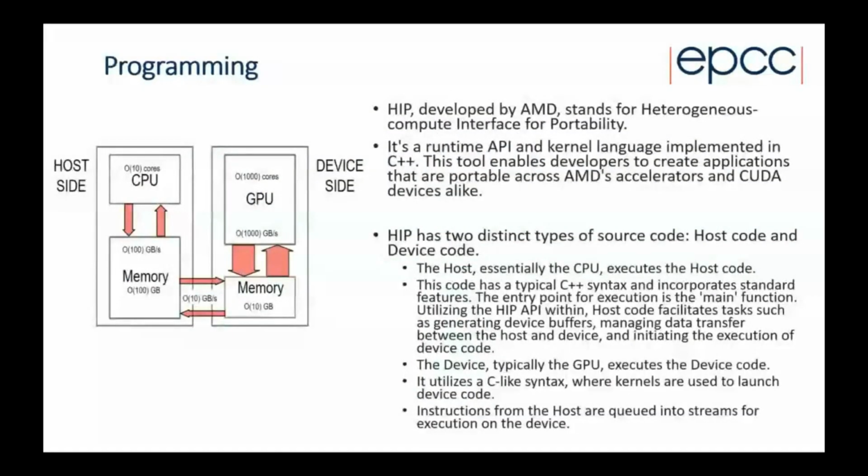So I've mentioned the word HIP a few times. It stands for Heterogeneous Compute Interface for Portability. It's developed by AMD, the developer of the GPUs we're going to be using. It's a runtime API and a kernel language, so it's implemented in C++. This tool enables developers to create applications that are portable across AMD GPUs, but also target CUDA devices alike. That's the portability bit.